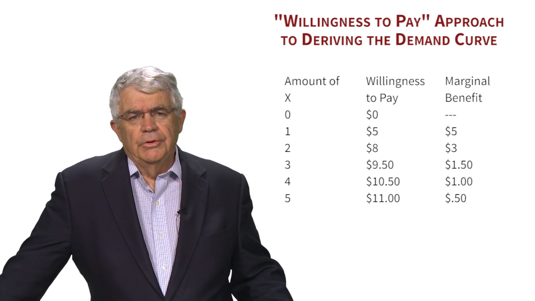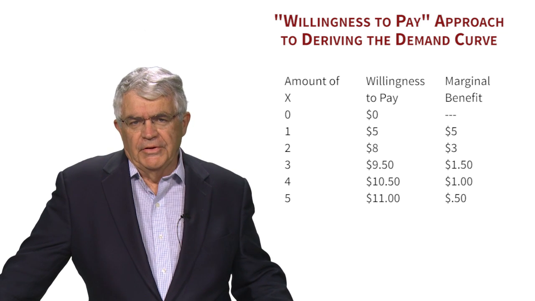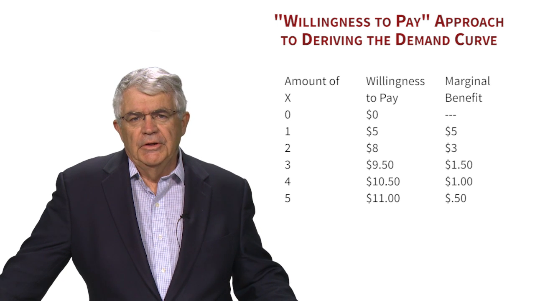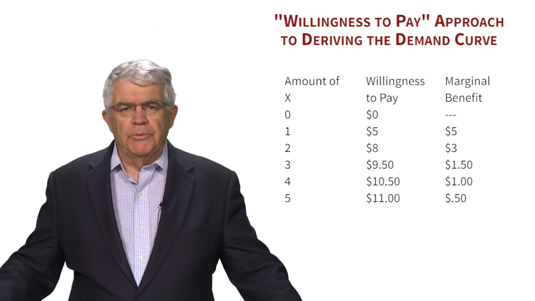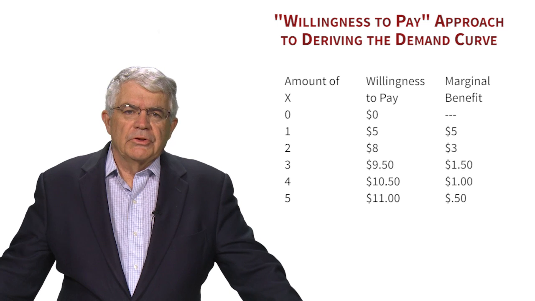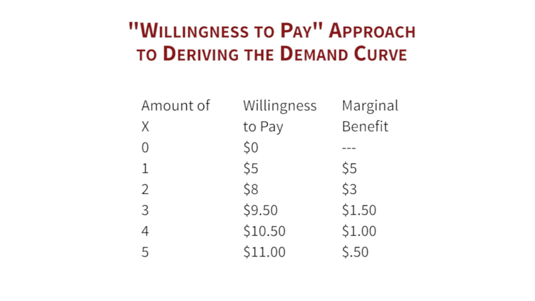Now note, the more of item X the consumer has, the more benefit it's bringing. The more that consumer would be willing to pay for it. It goes up. 8 is greater than 5, 9.50 is greater than 8, and so on. But also note that the amount by which the willingness to pay rises, the amount by which that benefit rises, is decreasing as more is consumed. So the willingness to pay for getting 1 rather than 0 is 5. The willingness to pay for getting 2 rather than 1 is 3, 8 minus 5. The willingness to pay to get 5 rather than 4 is just 50 cents, 11 minus 10.50.